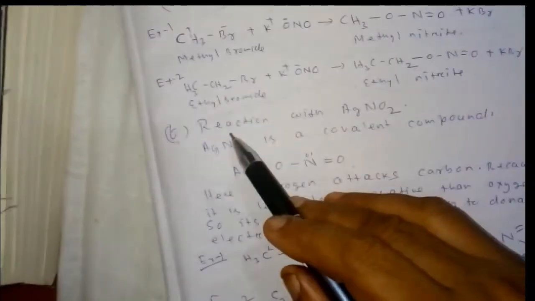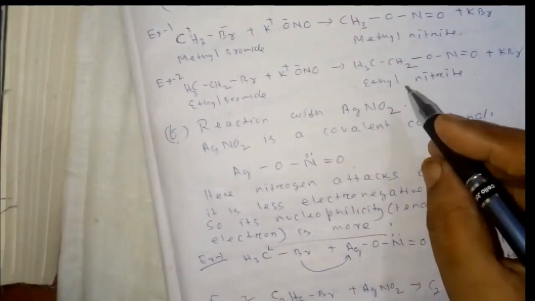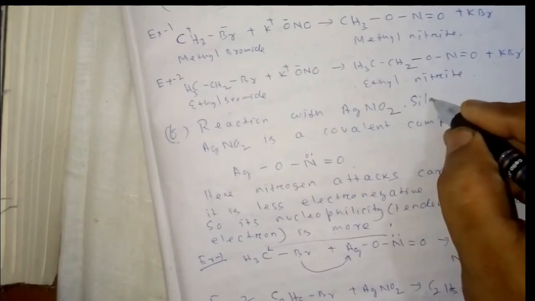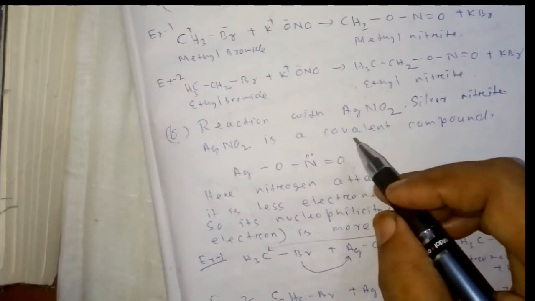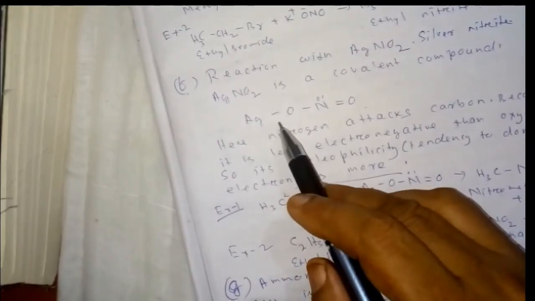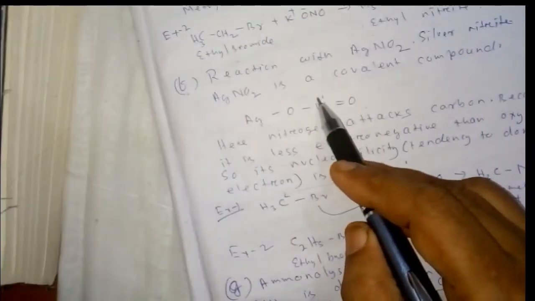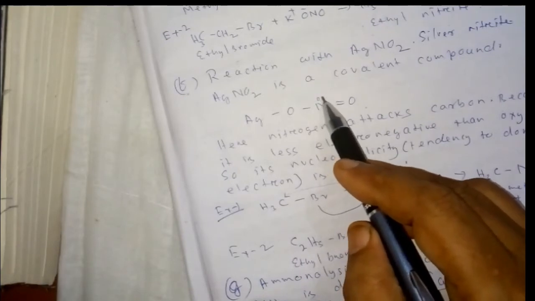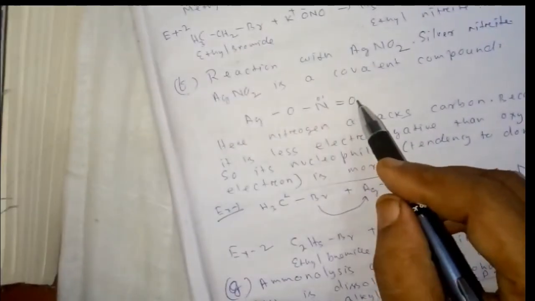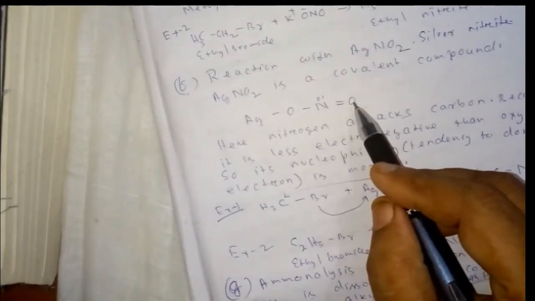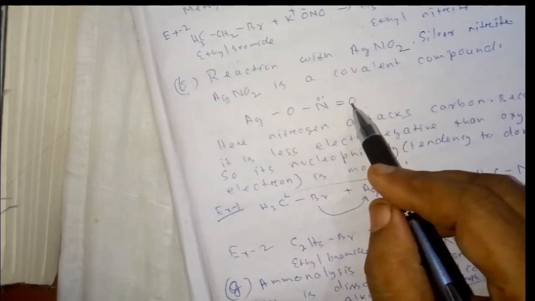But it is different for AgNO2. As with AgCN, it is also different for AgNO2. This is silver nitrite, not potassium nitrite. Nitrite means NO2−, nitrate is NO3−. AgNO2 is a covalent compound, Ag–O–N=O. Nitrogen has a lone pair, and this lone pair will attack the carbon as nucleophile. Oxygen also has a lone pair, but oxygen will not attack. Why? It may be asked in a question. Why will oxygen not attack, rather nitrogen will attack?